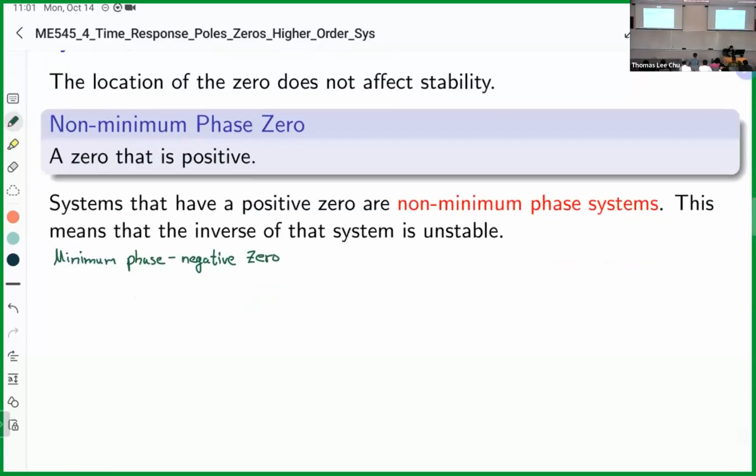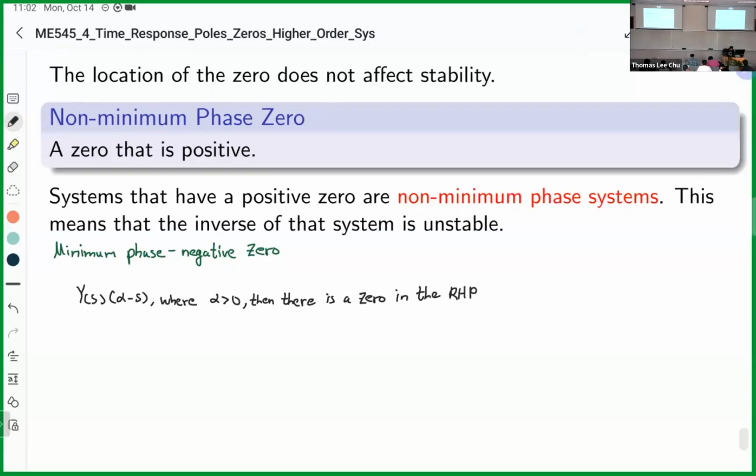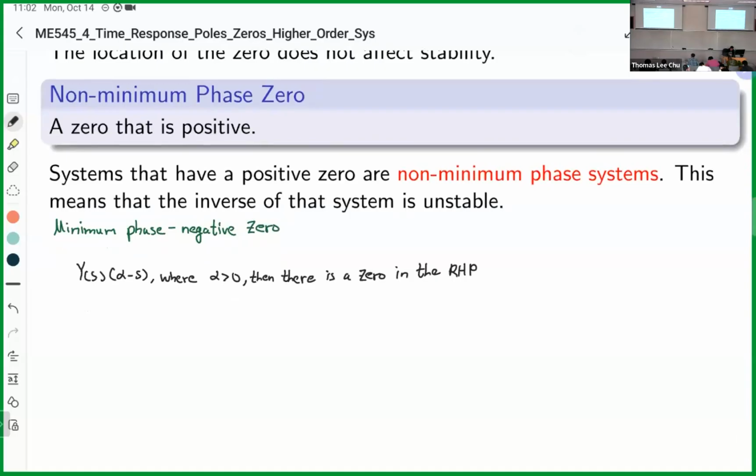We'll now look at an example where we have a positive 0. Let's say we have y of s multiplied by alpha minus s. That means we have a 0 where alpha is positive, so there's a 0 in the right half plane. Okay, so let's take the inverse Laplace transform of this.